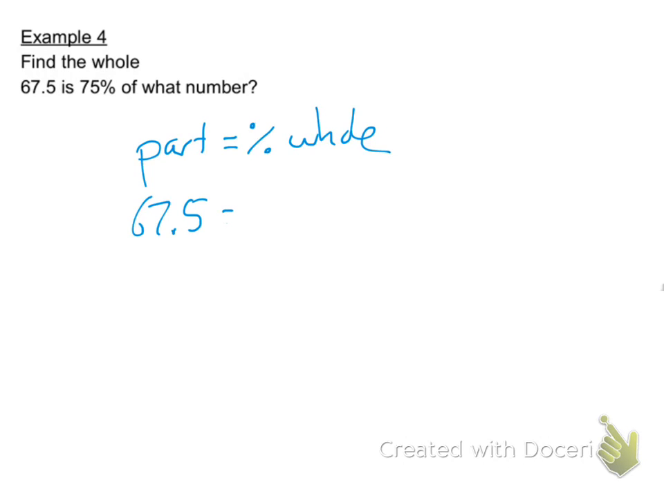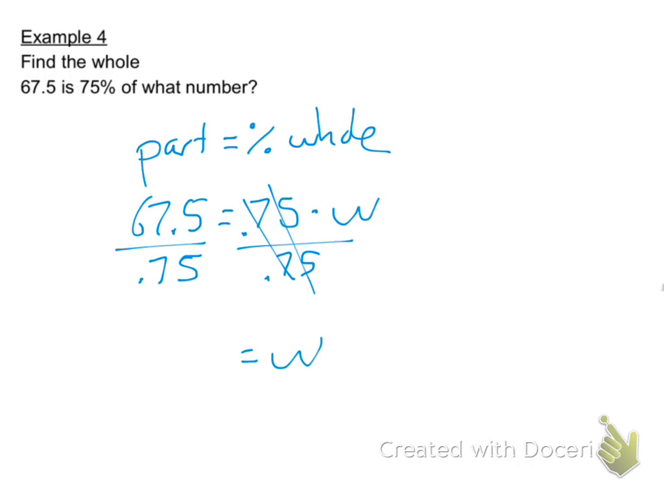67.5 equals what percent? Can I right away switch that? So it's 0.75 times, maybe we'll use W for the whole. And how do I get rid of the 0.75 times W? What do I have to do to both sides? Divide by 0.75. I would use a calculator for this. It might trip some of us up if we don't.